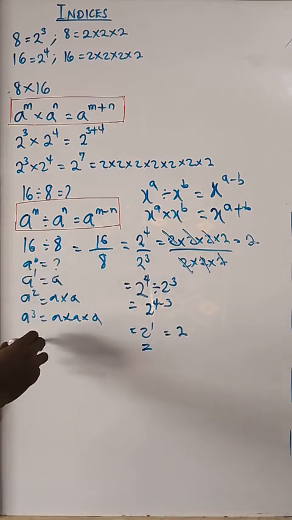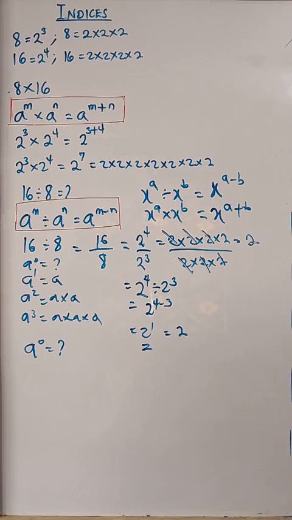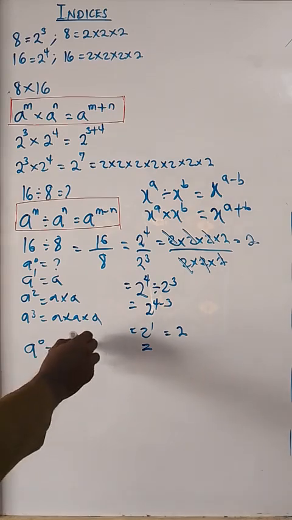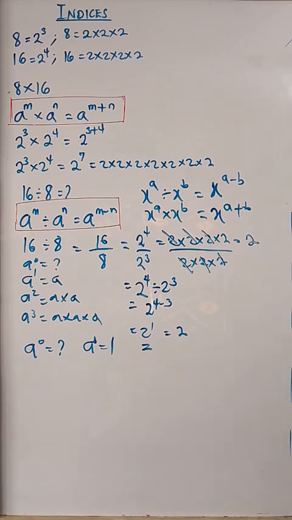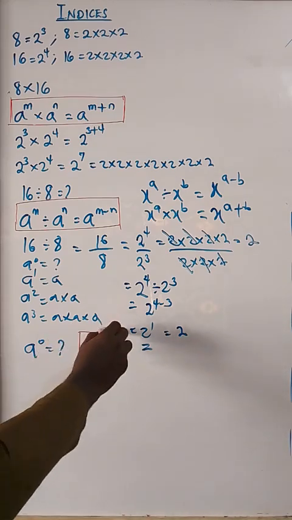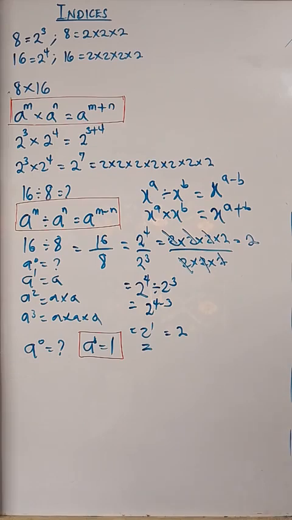So a raised to power 0 is what? I believe if we are used to some part of mathematics, you know the answer is 1. A raised to power 0 is 1. Question is why? So we can take that as the third law of indices: any number raised to power 0 is 1. But the question is why?